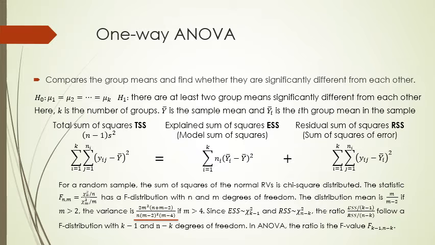The explained sum of squares follows a chi-square distribution with k-1 degrees of freedom, and the residual sum of squares follows a chi-square distribution with n-k degrees of freedom. The ratio of the explained sum of squares divided by k-1 to the residual sum of squares divided by n-k is the statistic F value. It follows an F distribution with k-1 and n-k degrees of freedom.